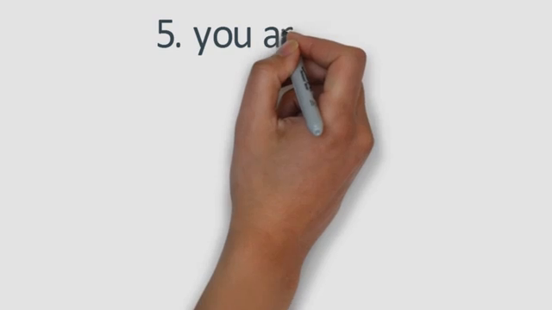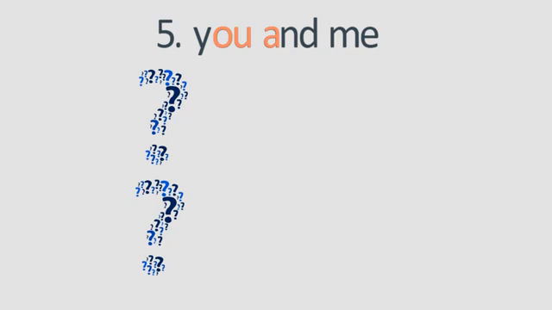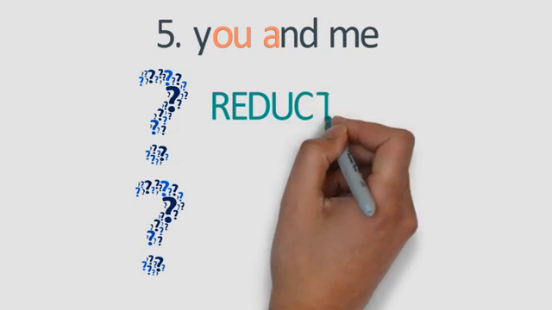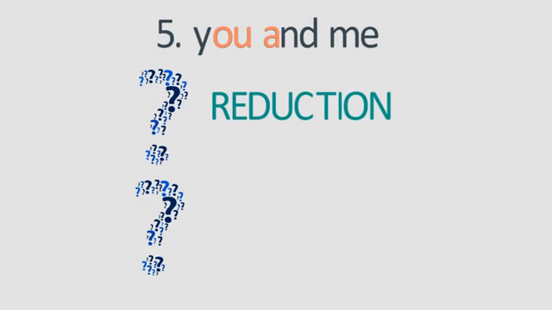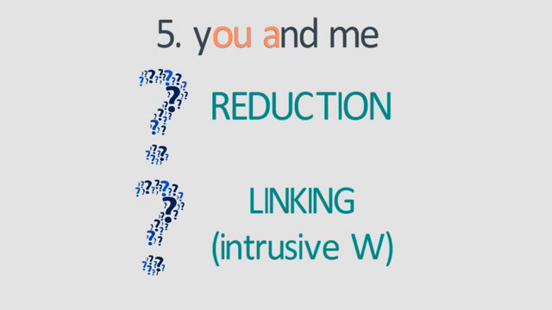Finally, number 5. You and me. You and me. Here, there are 2 features, so think carefully. 10 seconds. That's right. First, we have reduction of and to and, since it's a function word and is unstressed. And secondly, a case of linking you and the word and, an intrusive w sound that we have here. You and me. You and me.